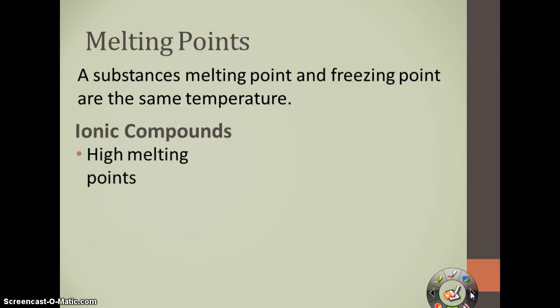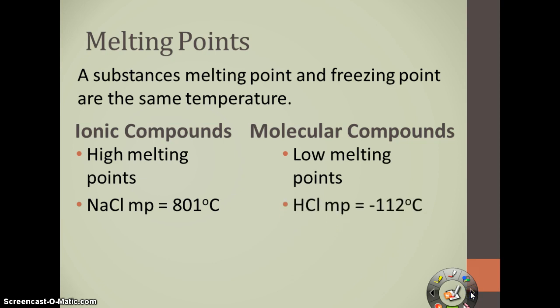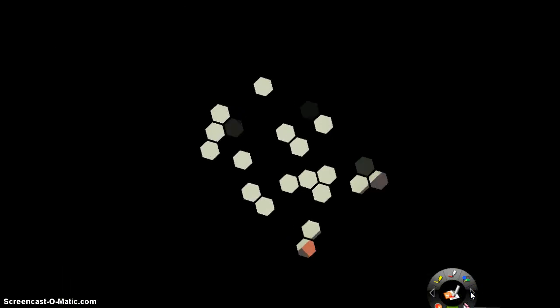For ionic compounds, you're going to have really high melting points. So table salt melts, not dissolves, melts at 801 degrees Celsius. Molecular compounds, however, so your covalent compounds, they're going to have extremely low melting points. So things like butter, hydrochloric acid has a melting point of negative 112 degrees Celsius. So you would have to cool hydrochloric acid to negative 112 degrees Celsius to get it to freeze, become a solid.